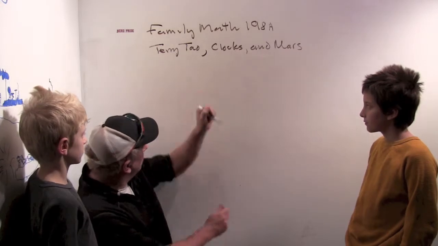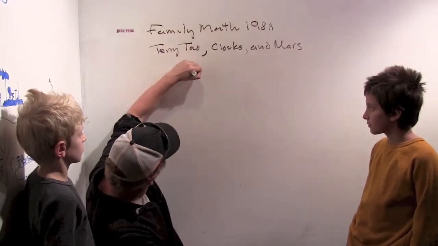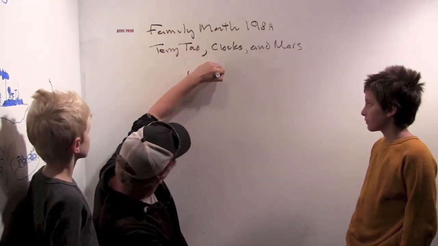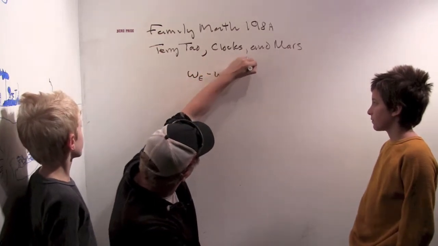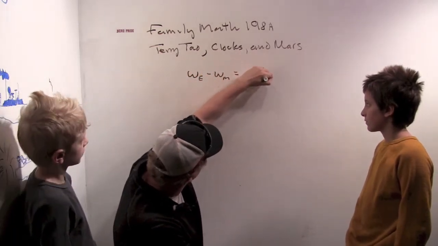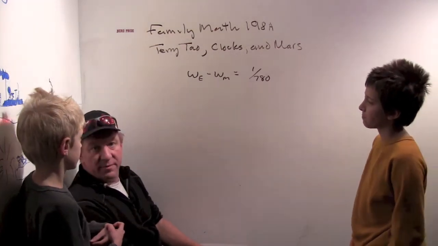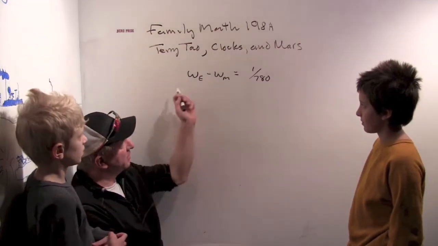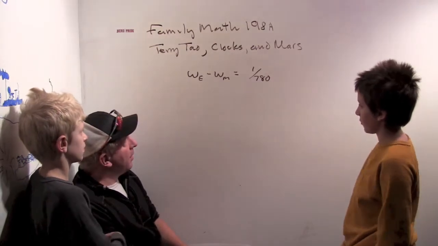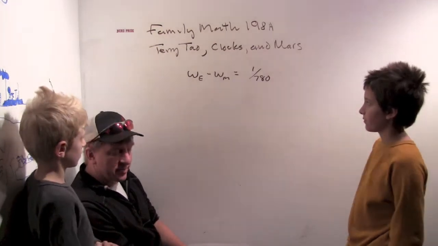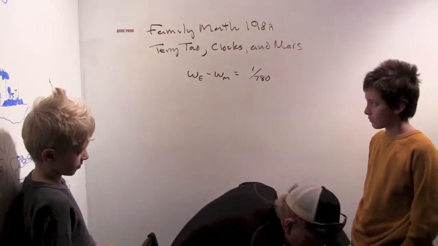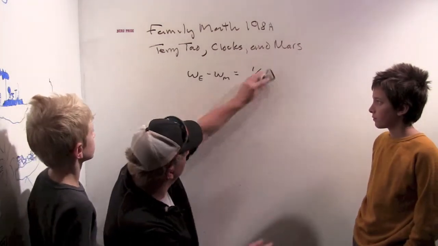And he just wrote this equation on the board: omega Earth minus omega Mars equals 1 over 780, right? We didn't say where that equation came from. And we didn't even really say what it meant. And what does omega stand for? So we're going to talk about that today, but we're going to start with a slightly different problem that you're a little bit more familiar with.